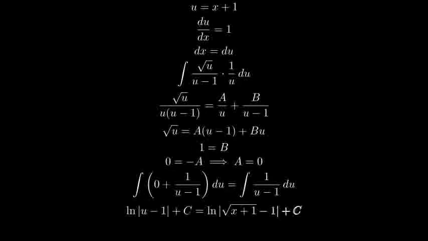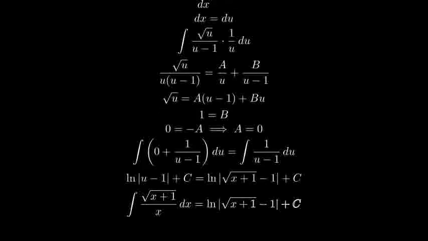All right, we know A and B now. We can substitute those back into the equation. Our equation is 0 plus 1 over (u minus 1). Now we can easily find the integral. The integral of 1 over (u minus 1) is ln of the absolute value of u minus 1.